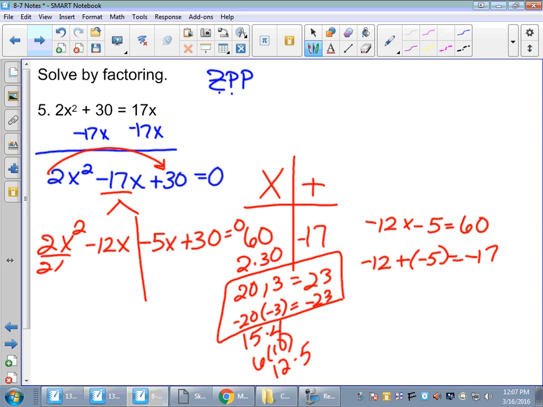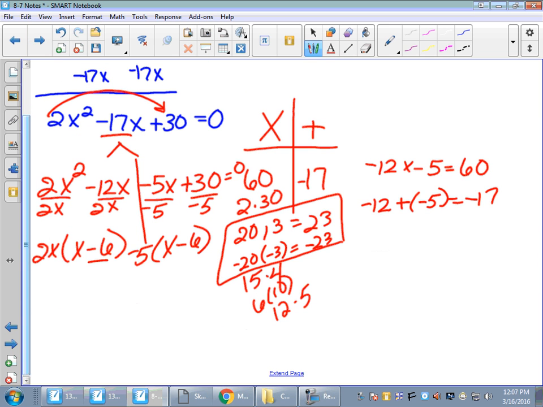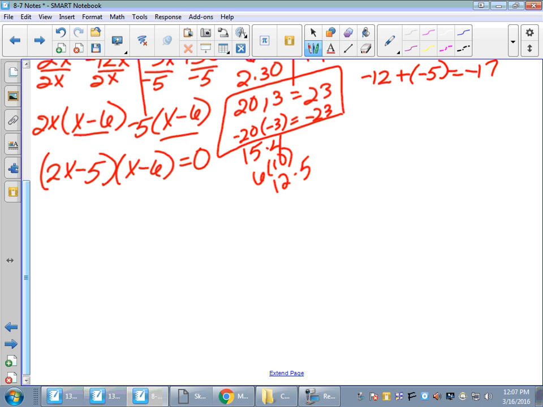Divide by 2x. Take out a 2x: x minus 6. Divide by negative 5: negative 5 times the quantity x minus 6. Because the two quantities match, that tells me I can put the other two together. 2x minus 5 times the quantity x minus 6 is equal to 0. We're almost there. We have a product that equals 0.